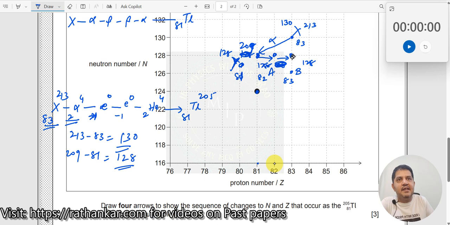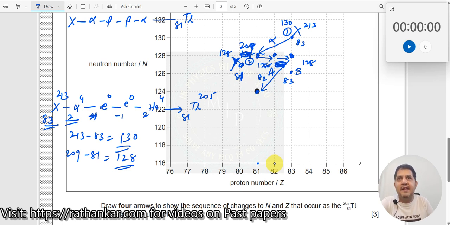Now, this is the third nucleus formed. This was your first nucleus. This was your second nucleus. This is the parent nucleus. Then second nucleus, then third nucleus, fourth nucleus, and finally you get the final nucleus. Where is the final nucleus? It's here. Now join this also here. Join this also here.